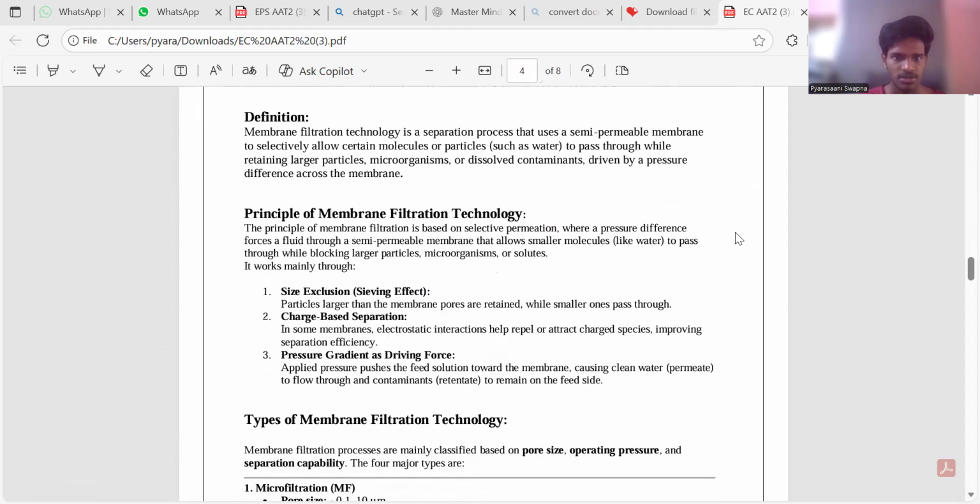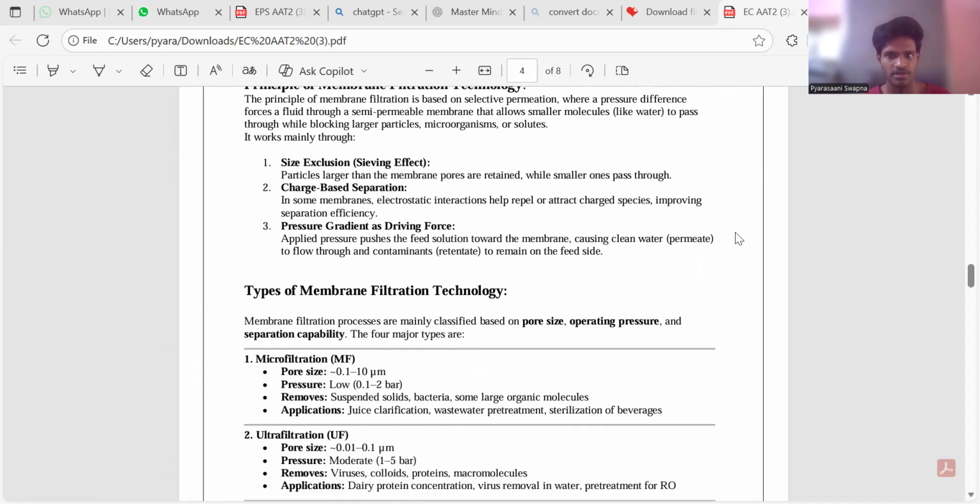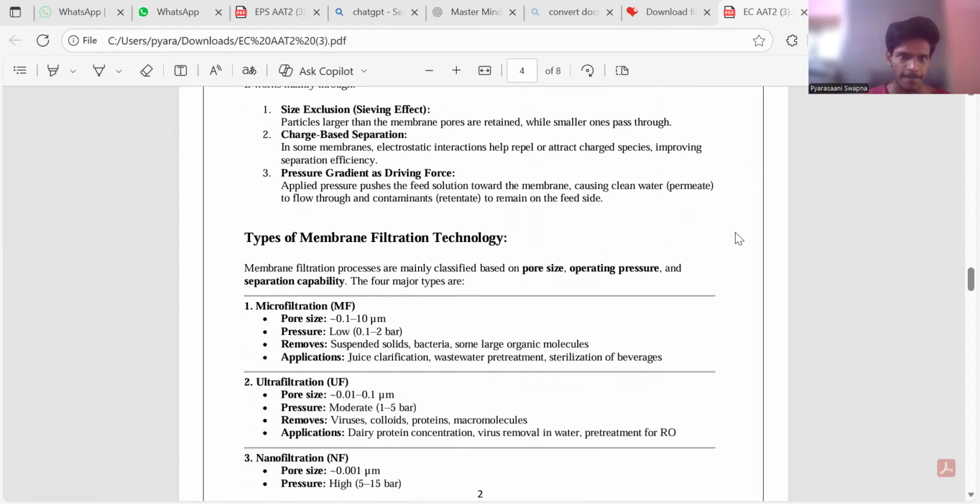Size exclusion. Particles larger than the membrane pores are retained while smaller ones pass through. Charge-based separation. In some membranes, electrostatic interaction helps repel and attract charged particles, impacting separation efficiency. Pressure gradient as driving force. Applied pressure pushes the feed solution towards the membrane, causing clean water to remain on the feed side.